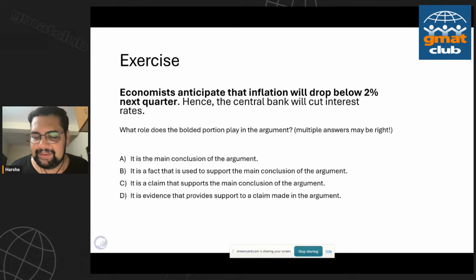Let's keep moving. Here is your first real exercise of the day. I have this argument. There is something which is bolded. What role does the bolded portion play in the argument? Let me know.